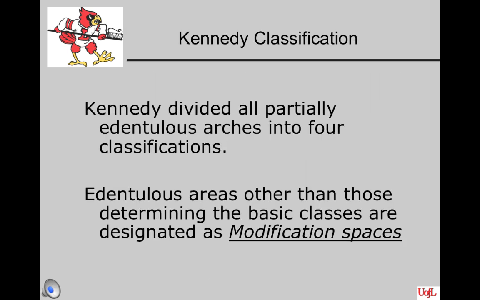Kennedy divided all partially edentulous arches into 4 classifications. He followed that KISS rule, keep it simple, stupid. The edentulous areas that are other than those that actually determine the classification, they're called modification spaces.